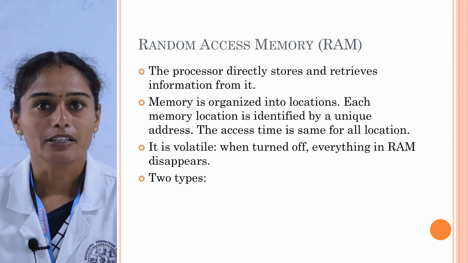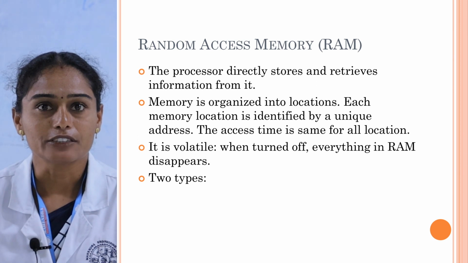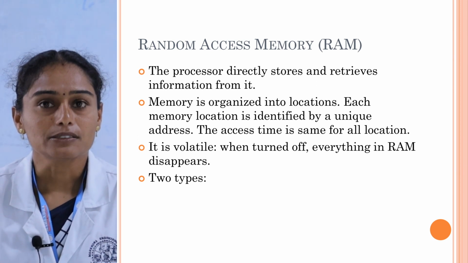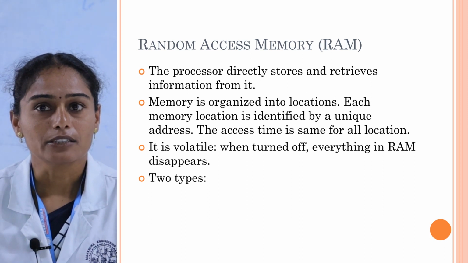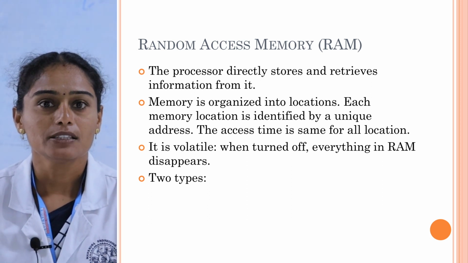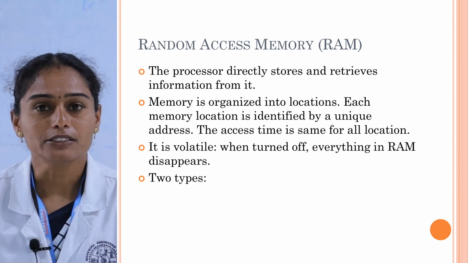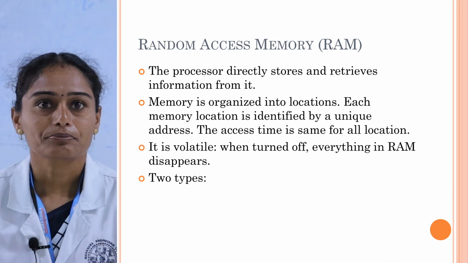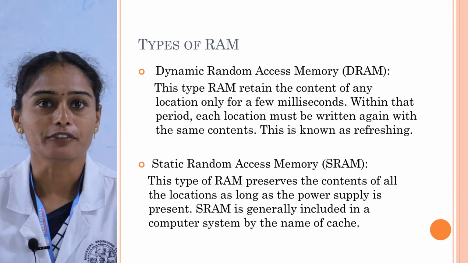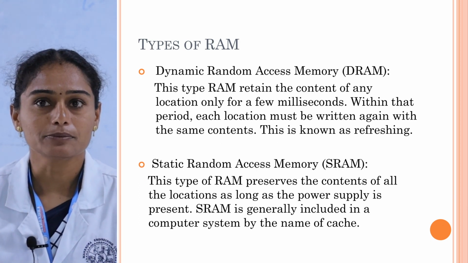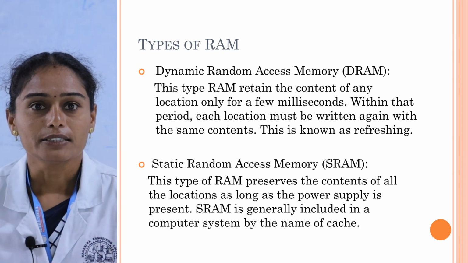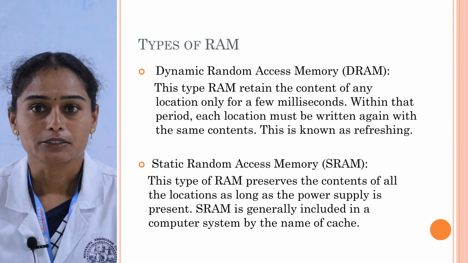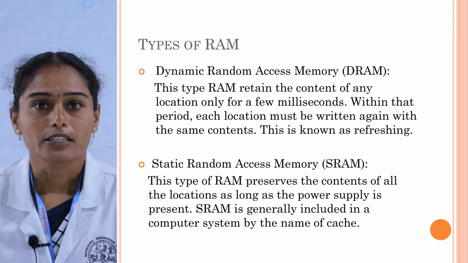Random access memory directly stores and retrieves information. Memory is organized into locations. Each memory location is identified by a unique address. It is volatile, which means when the system is turned off, everything in RAM disappears. There are 2 types of RAM. First one is dynamic random access memory, shortly known as DRAM. Then the next one is static random access memory, SRAM.